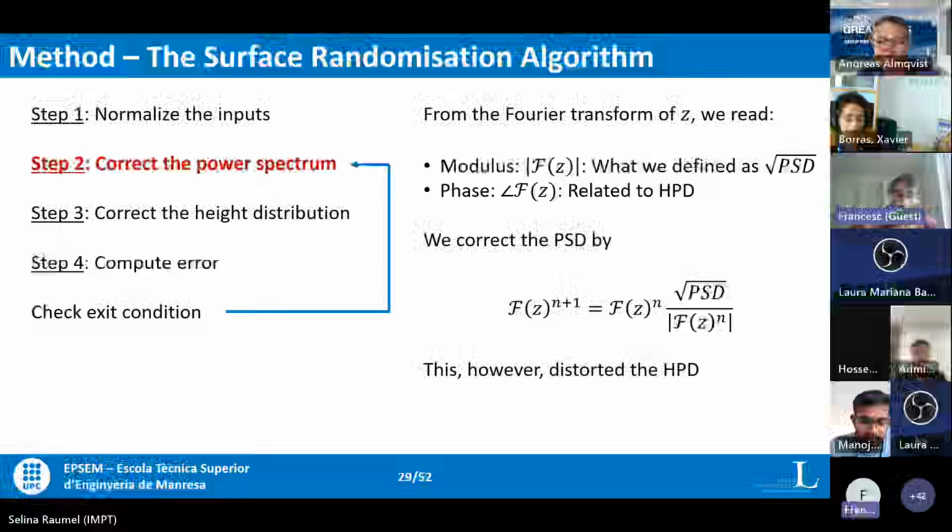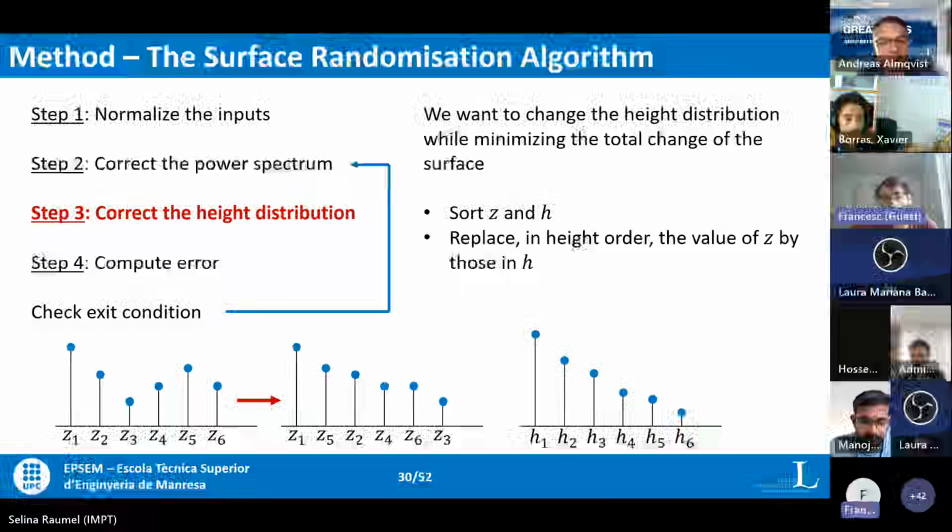And here, what we want to do is to change the height distribution, but at the same time minimize the total change in the surface. So for that, what we do is we start by sorting our surface in order. So we have these Z values that represent the surface. Of course, it's a very small profile, but it's good for the example. And we order them. So now Z1 is the highest, then comes Z5, then Z2, then Z4, and so on. And then we also have H sorted, and H contains these points with the right probability, with the right height probability density.